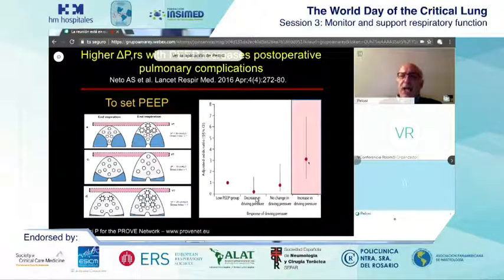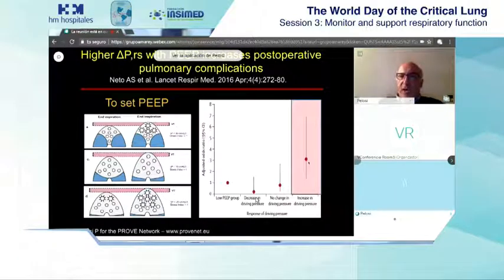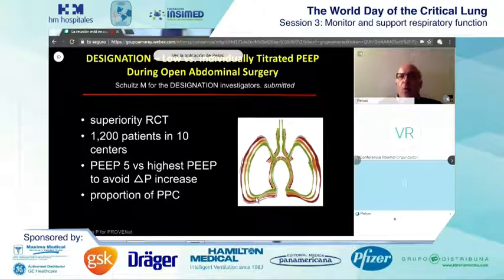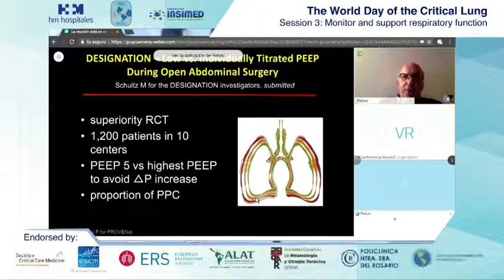So this changed the paradigm of use of driving pressure: not to set PEEP according to the best driving pressure, but to avoid an increase in the driving pressure when optimizing the PEEP level. And this is exactly what we are studying right now in a large randomized trial, in which we are comparing a low PEEP level during surgery with the highest PEEP level that avoids an increase in driving pressure, and looking at the proportion of PPC after surgery.